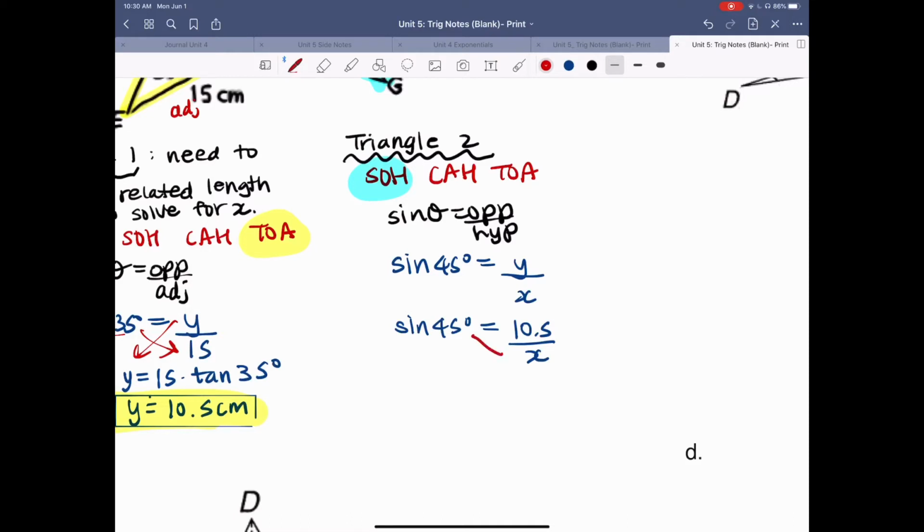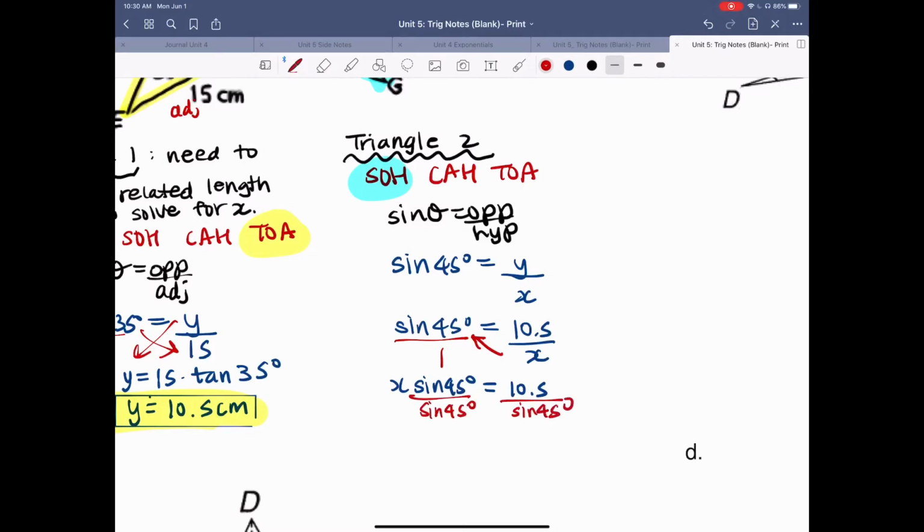And this is kind of like a half cross multiplication. Basically you multiply and I will get 10.5 on one side, and I will get x times sine 45, but I'm going to divide that anyways. So see how I divide that part anyways?